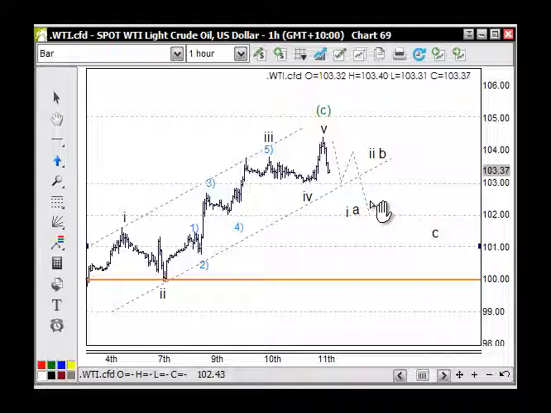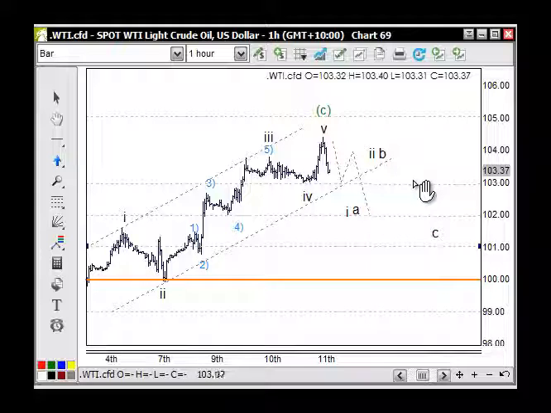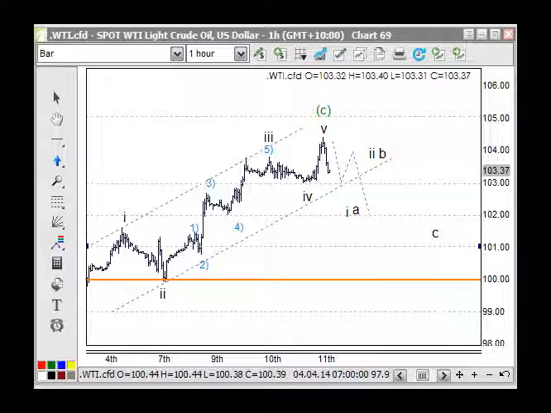So a bit of a pullback, if you will. But after this pullback here, as long as that 102 remains as support, then it's got a reasonable opportunity to find support back after here. But we would need to see this as 3 waves here, and if that's the case, then we'll look for support, and then we'll look for higher ground here. And of course, if the 102 becomes the resistance, then we'll look lower from that point there.